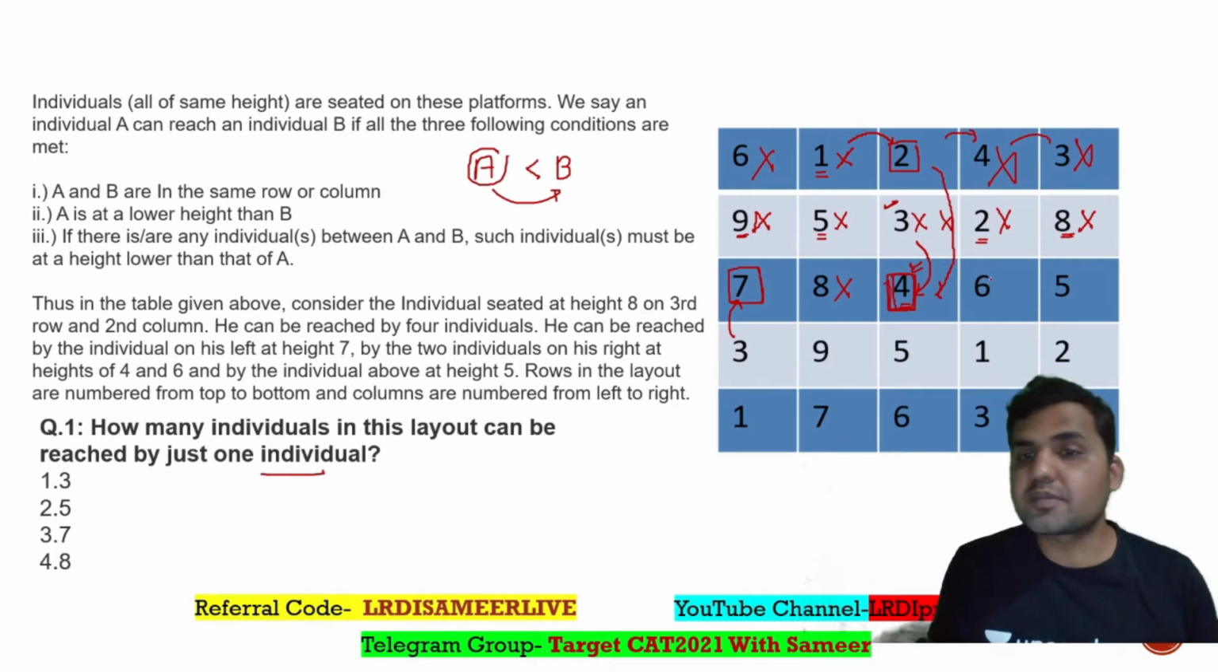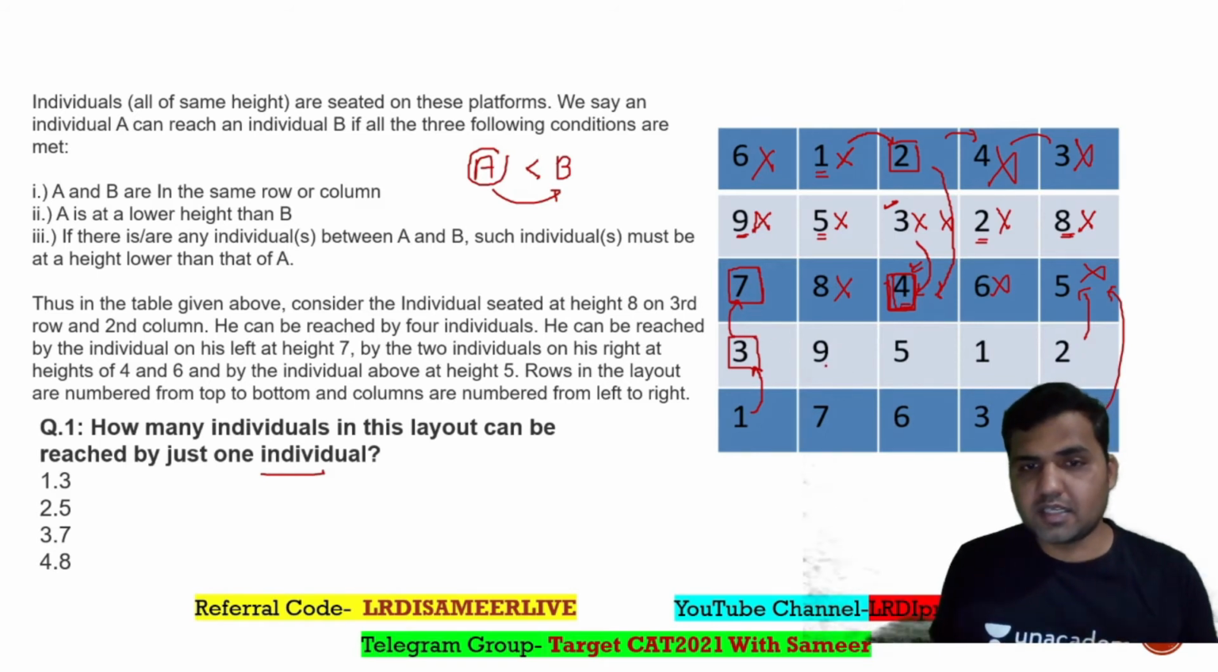can be approached only by one person. 6 you can see can be approached by 2, 4, 5, 1, all 4. 5 can be approached by 2 here, and 5 can also be approached by 9. So it can be approached by 2 individuals. If you look at 3, 3 can be approached only by 1. As you can see, 3 can be approached only by 1. So 3 has to be the part of the answer. The person sitting on 3 can only be approached by one individual.